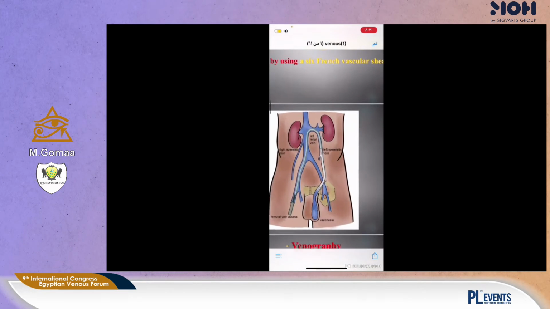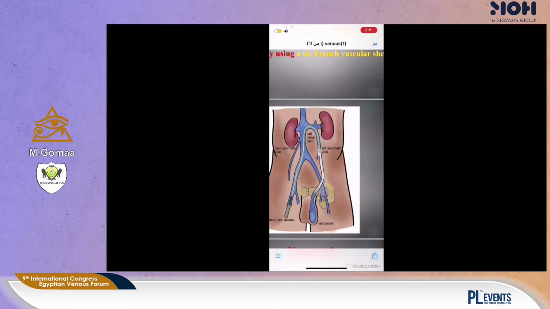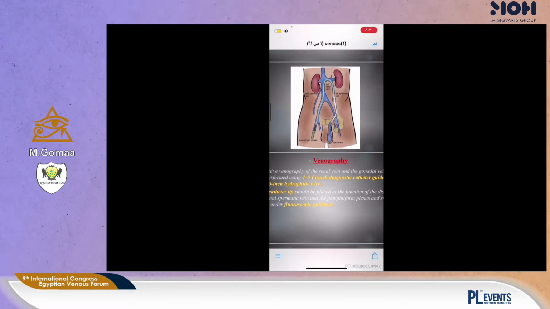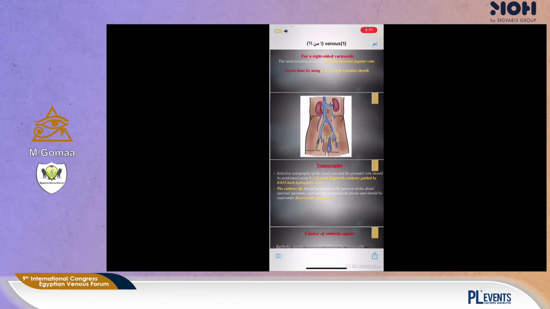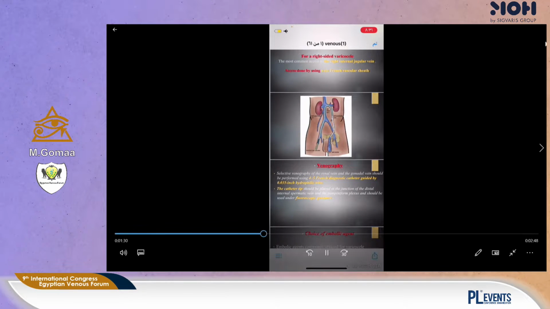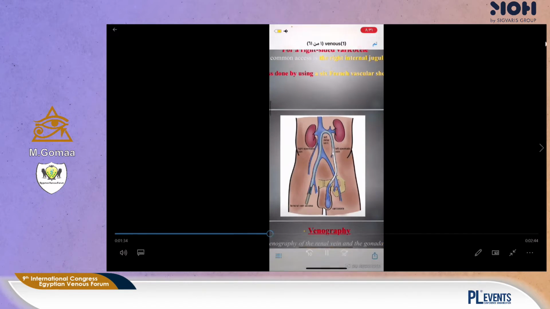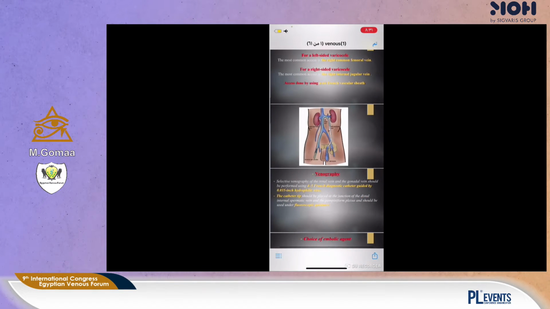This picture shows the access or cannulation of the left spermatic vein from the right femoral access, followed by insertion of a 0.035 inch hydrophilic wire, followed by a 4 to 5 French diagnostic catheter, and the catheter tip is placed at the junction between the left spermatic vein and the pampiniform plexus, guided by fluoroscopy.